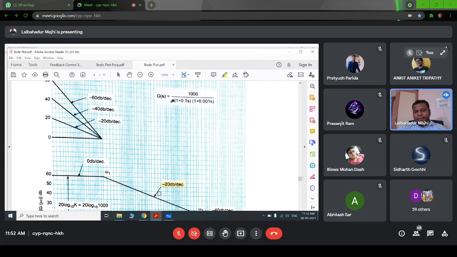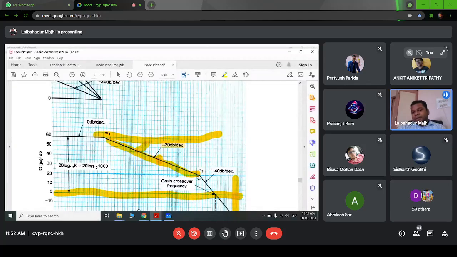A straight line, so we have to draw a minus 20 dB per decade line because you have already measured this angle. So with reference to this line, draw that angle here. Draw this 19 degree point here. Suppose using a protractor, your point is here. So from this point to this point, draw a straight line. Clear?